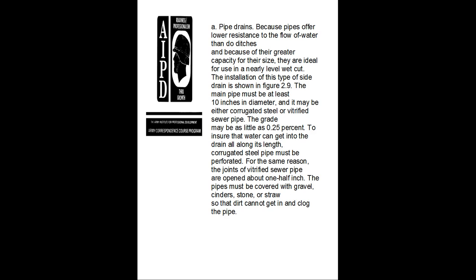Ideal use is in nearly level wet cuts, with the installation of the type of side drain shown in Figure 2.9. The main pipes must be at least 10 inches in diameter and may be either corrugated steel or vitrified sewer pipe, laid at a grade of at least 0.25% to ensure that the water can get into the drain along its length. Corrugated steel must be perforated for the same reason. The joints of vitrified sewer pipes are left open 1.5 inches. The pipes are covered with gravel, cinders, stones and straw so that dirt cannot get in or clog the pipe.